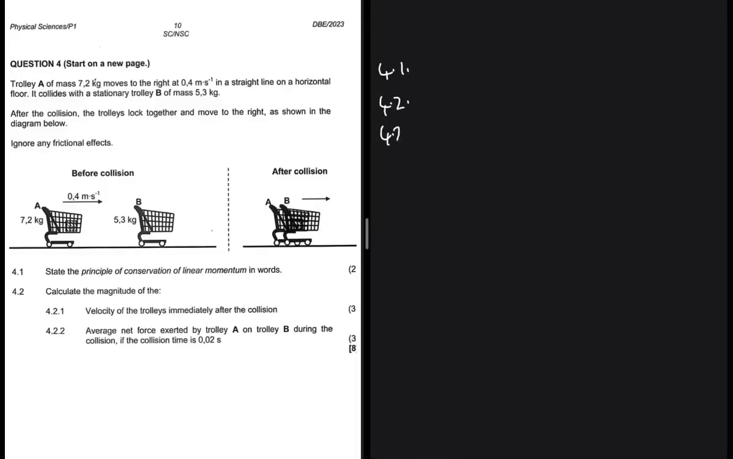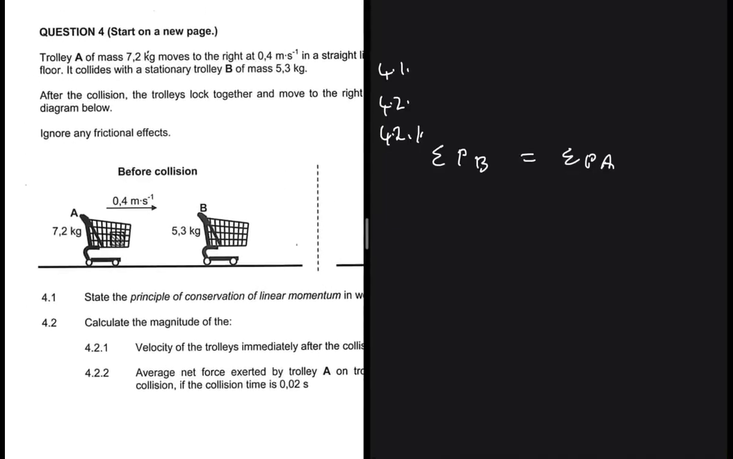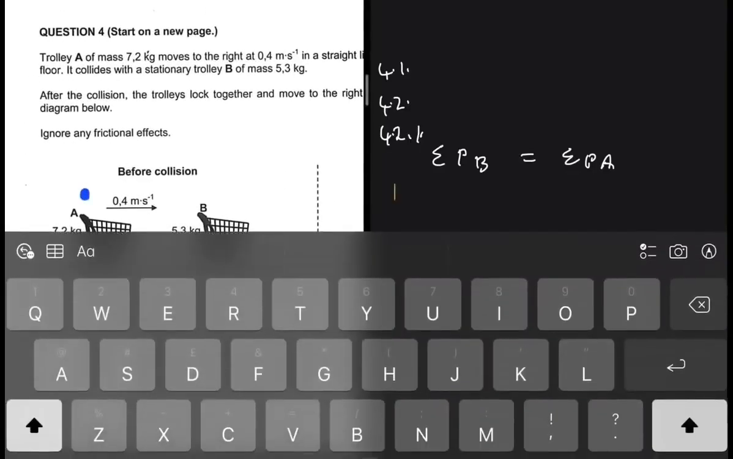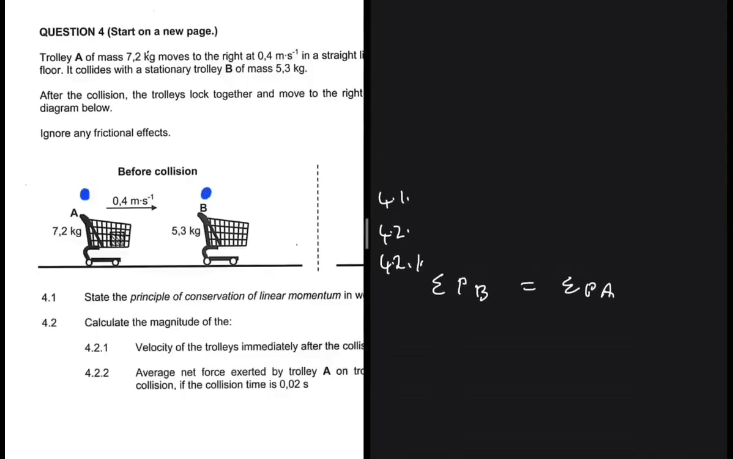The first question, 4.2.1: calculate the magnitude of the velocity of the trolleys immediately after the collision. Based on the principle of conservation of linear momentum, we know that the sum of the momentum before should be equal to the sum of the momentum after, if that system is isolated. For our case here, we have trolley A, which is moving to the right, and trolley B, which is stationary.